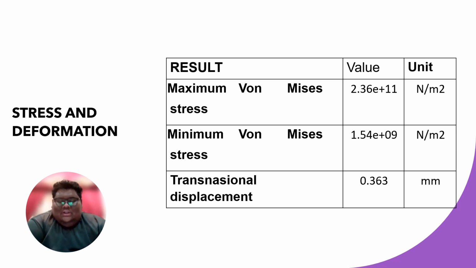Okay, the last one, from the analysis, we can get the result for the stress and deformation. First one is the maximum von Mises stress. The value is 2.36 exponent 11 Newton per square meter. The second is the minimum von Mises stress, 1.54 exponent 9 Newton per square meter, and the last one is the translational displacement, 0.363 millimeter.